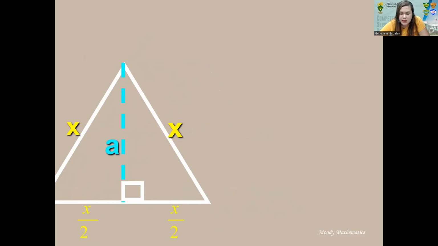Since we have a right triangle, we can use the Pythagorean theorem. So, what Pythagorean theorem can we form here? You have a squared plus x over 2 squared equals x squared. So that's correct. You have x over 2 squared plus a squared is equal to x squared. Okay, simplifying, you have x squared over 4 plus a squared is equal to x squared.